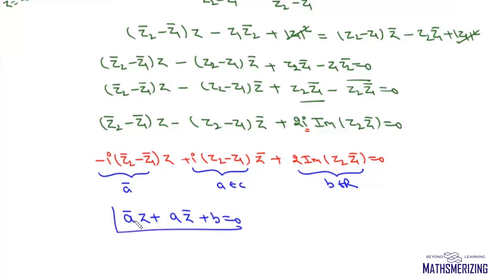So if in complex numbers we have any equation like a bar z plus a z bar plus b equals 0, then this equation will represent a straight line, where a is a complex number and b is a real number. So that's our general equation of a straight line.